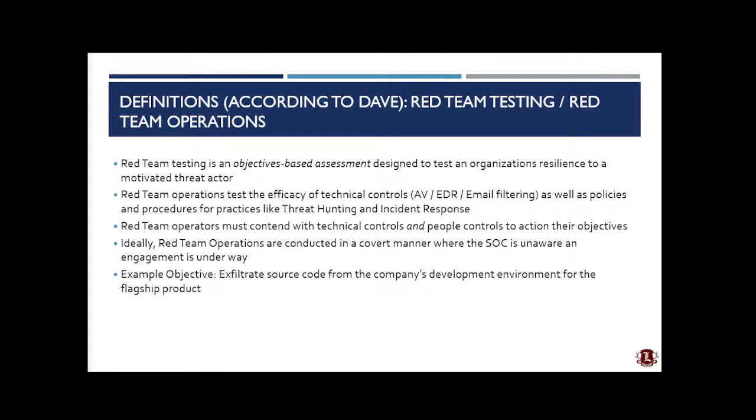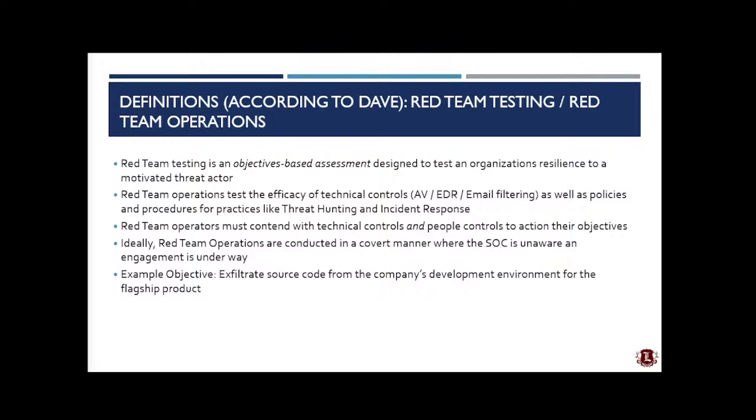A red team test is an objectives-based assessment designed to test an organization's resilience to a motivated threat actor. And what I mean by that is, generally speaking, pen tests are, let's try to get the highest level of access we can within the network or within the objective. With a red team, that may not be the case. They may say that our crown jewels are this proprietary web application that we have. We want you to try to get access to the source code and exfiltrate it without detection. Okay, that's what a sample red team would be.